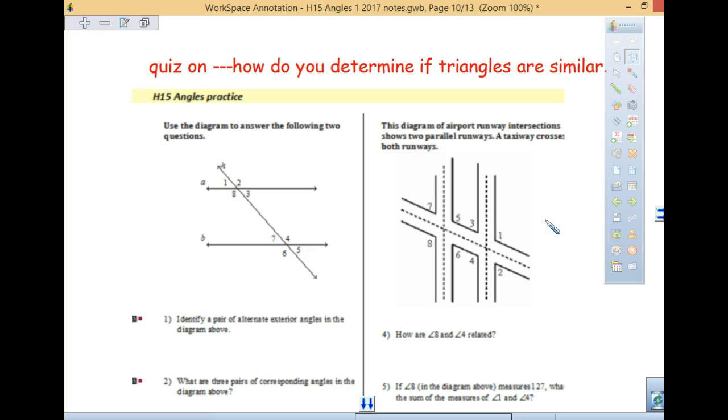It says use the diagram, and usually they are going to tell you that your 2 lines are parallel, or that your 2 streets are parallel. This is the transversal. So they're going to ask you, how are 8 and 4 related? That's going back to the definition. What kind of angles are angle 8 and angle 4? You're not even asked to find the measure. It just says, how are they related? So that means the names of them, right?